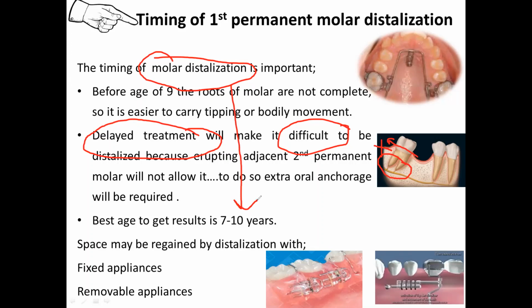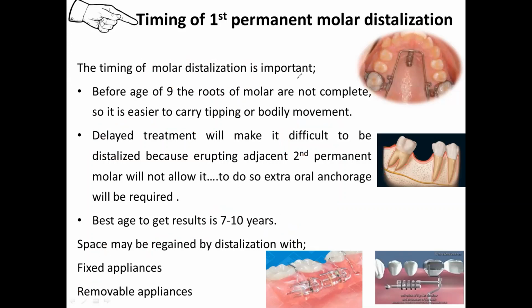Now, we know that the good age for the distalization of the molar is 7 to 10 years. Now the question arises, how do we distalize the molar to regain the lost space? There are several ways. We can do it with fixed appliance therapy. We can do distalization with removable appliance therapy. I'll be discussing each and every therapy in detail. I'll be telling you all the appliances, what appliances we use in the fixed and what appliances we use in the removable treatment.